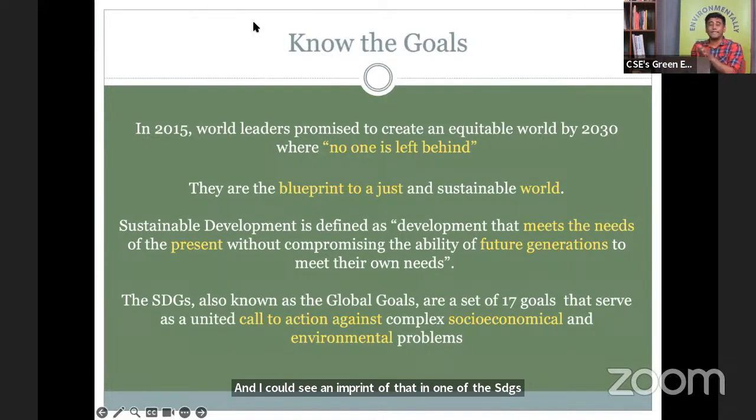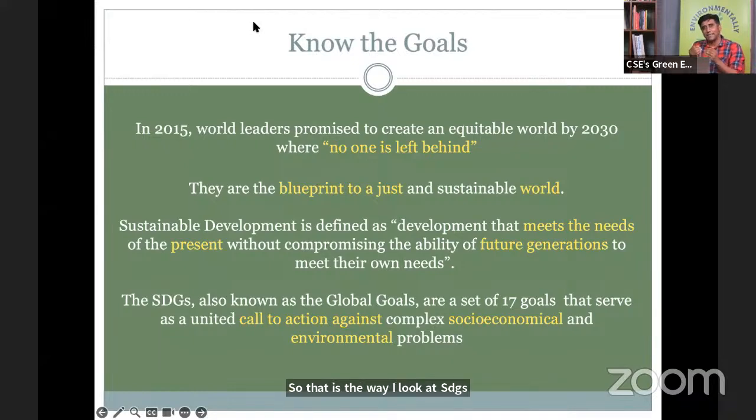And I could see an imprint of that in one of the SDGs. I want gender equality. Yes, I do. I could say that there's an SDG around it. I want there should not be any poor. I want there shouldn't be any hunger. So all these lofty ideas or the things that we want to change in the world around us, they are embedded in the SDGs. So that is the way I look at SDGs.